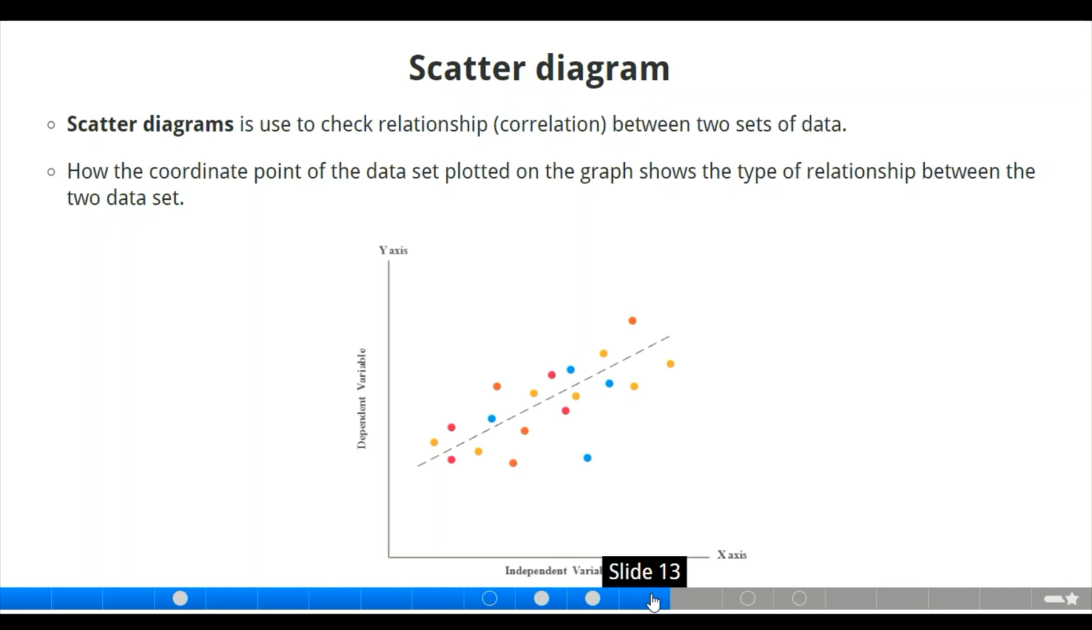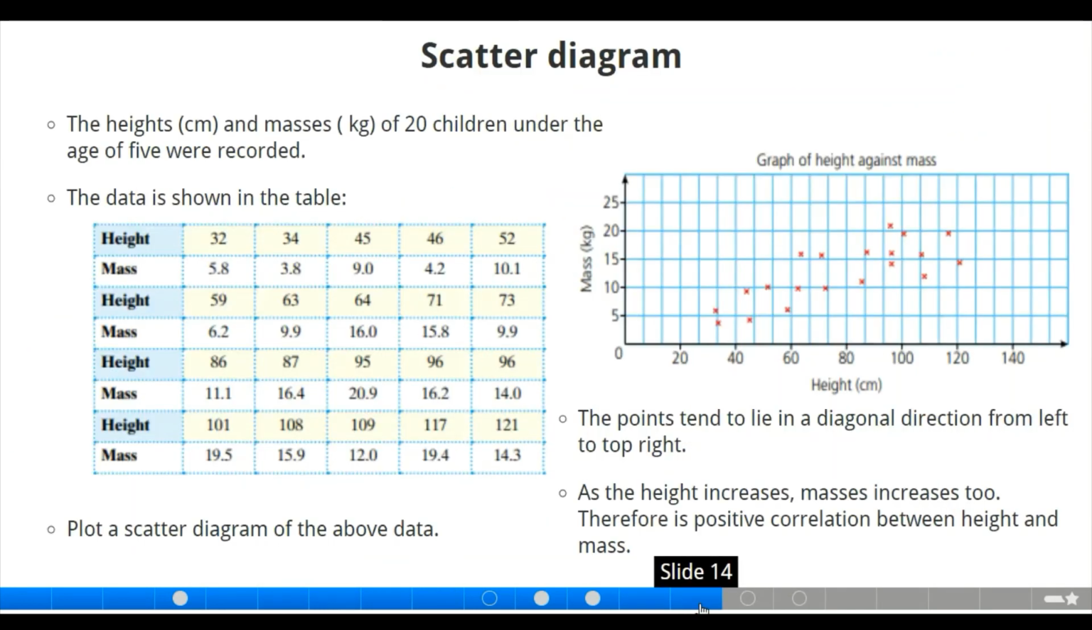So how the coordinate points, which are on the y-axis and on the x-axis, are plotted on our graph shows the relationship between any given data set. This is an illustration of how we plot a scatter diagram. It's just like a point, indicating the relationship between two different sets. Now we have an example of how a scatter diagram is drawn here. We are just going to be looking at it.